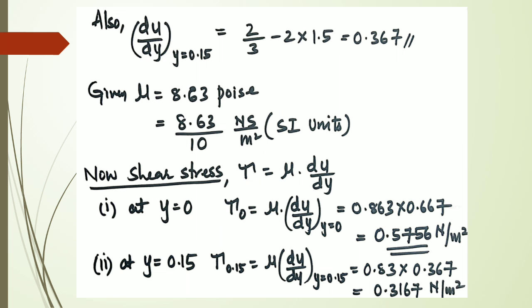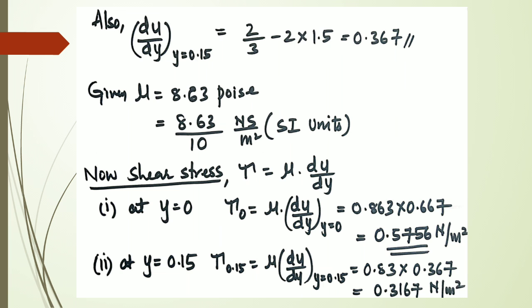So du by dy at y is equal to 0.15, you substitute, so some value will come here. Given mu is equal to 8.635, convert that mu into SI units. If it is given in poise, then to convert into SI units divide by 10. So 8.63 divided by 10 Newton second per meter square.